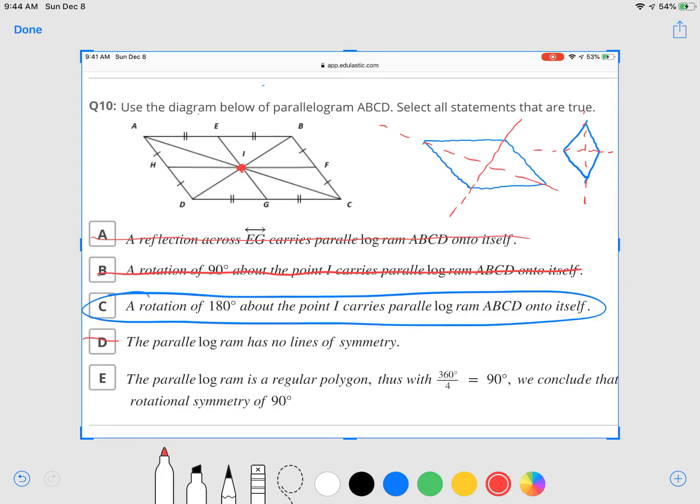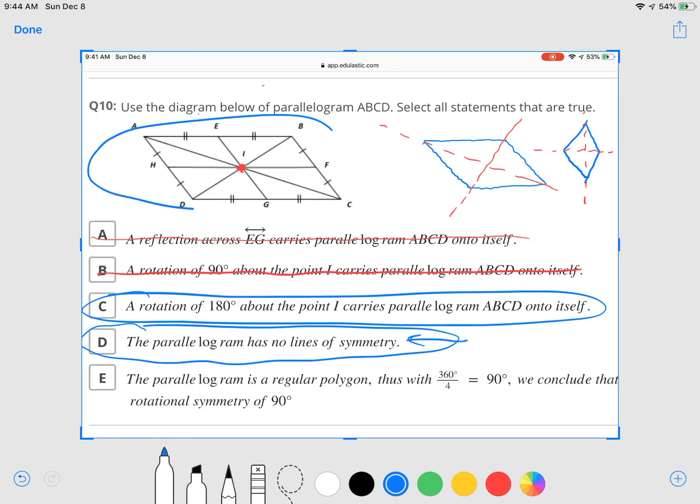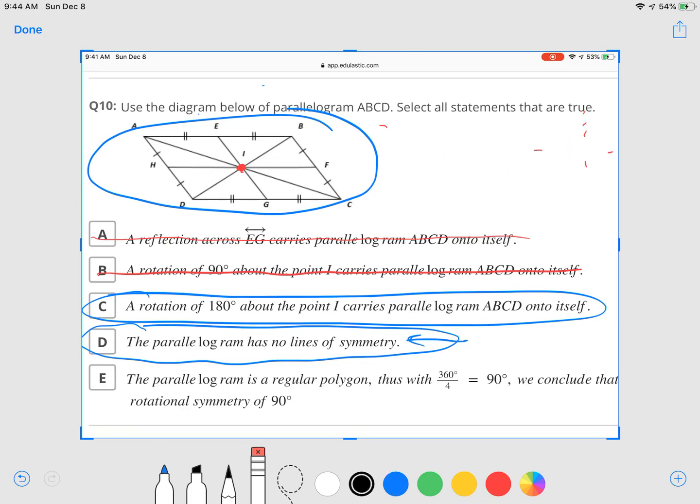Okay, so the parallelogram has no lines of symmetry. Oh, my bad, so that means that this statement is true. The statement is saying that it doesn't have lines of symmetry, which is true. The parallelogram doesn't have any lines of symmetry. Okay, let's go on to the next option.